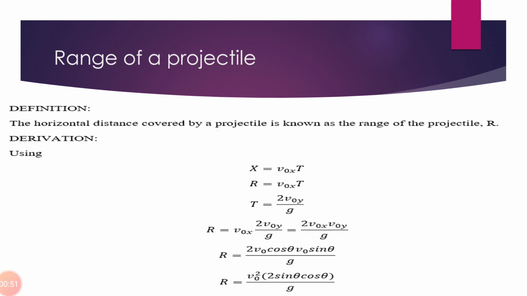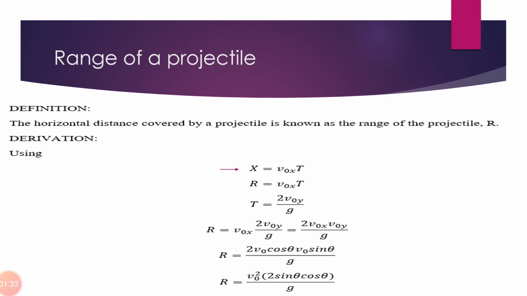In order to find a mathematical expression for the range of a projectile, we are using the equation x is equal to v0x t, from the formula s is equal to vt, which we use whenever the speed or the velocity of an object remains constant. As we are seeking the horizontal distance, s is replaced by x, and we take the horizontal component of velocity, which is constant, so v is replaced by v0x.